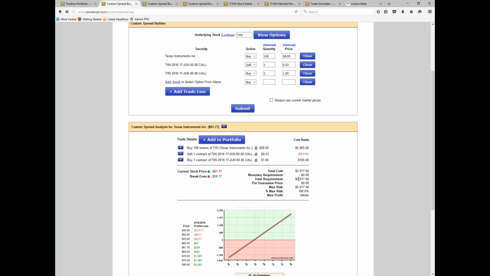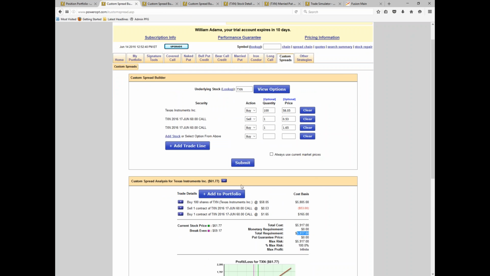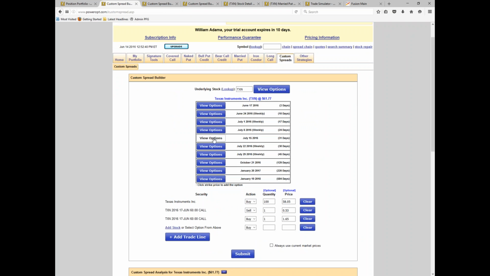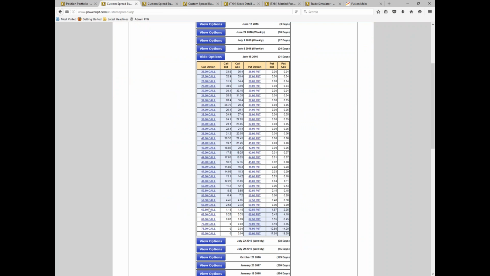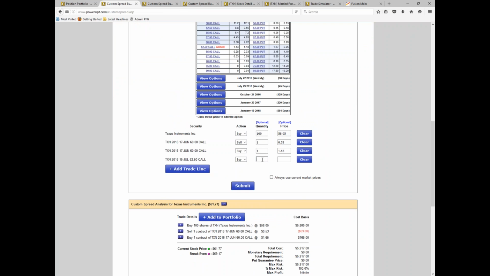So now I've increased my cost basis up to 59.17. And I say to myself, okay, well, the stock's at 61.77. So again, if I go to July and sell the 62.5 call now, it's up at 113, but we're going to keep the 110 we saw in the other example. So here's your call rolling position.